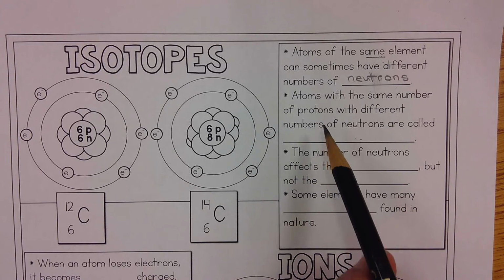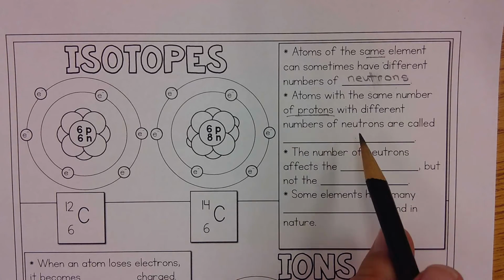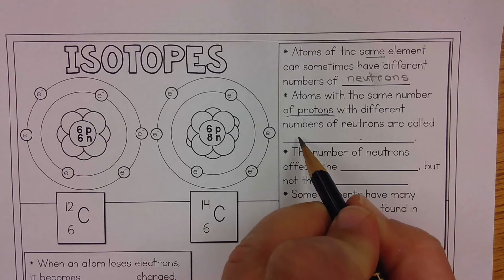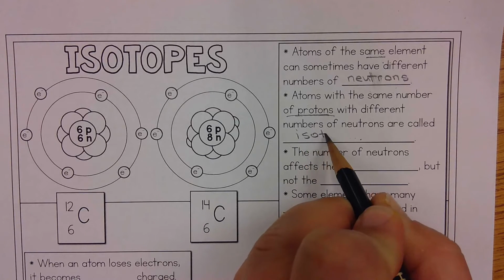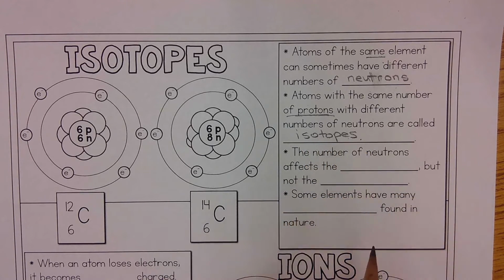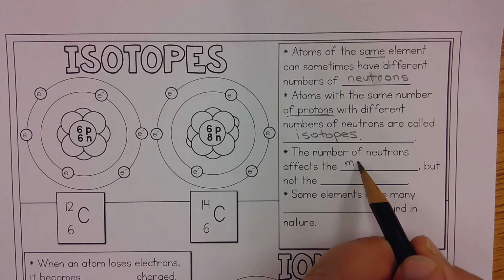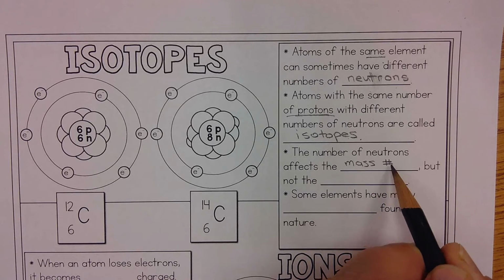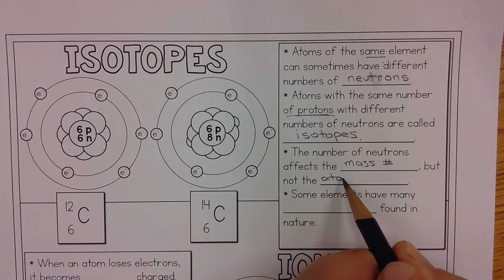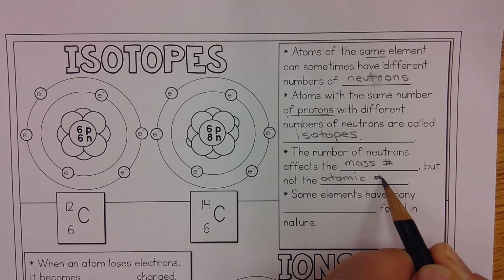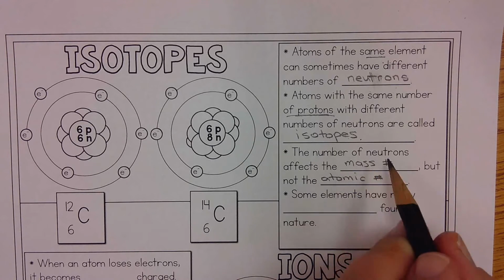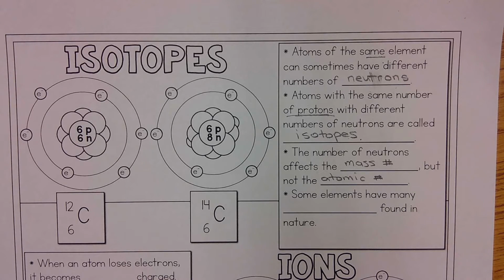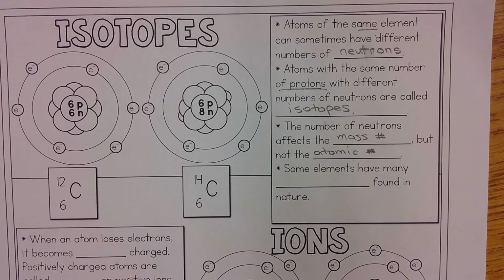Okay? So when you have this, you've got atoms. Remember we said same number of protons always, but different number of neutrons. Those are called isotopes. And so what happens when we have different numbers of neutrons? It basically affects the mass number of the element, but not the atomic number. Remember that atomic number is the number of protons. It will never change. But the neutrons, they do have some mass, they have some weight, so they will affect the mass number.